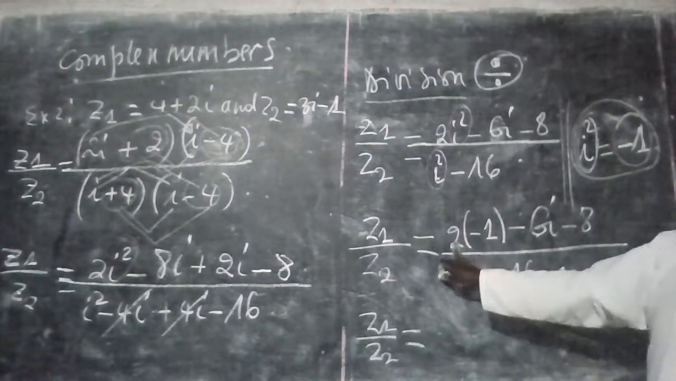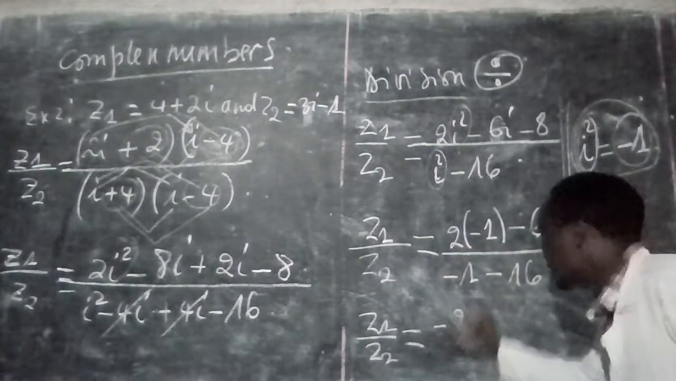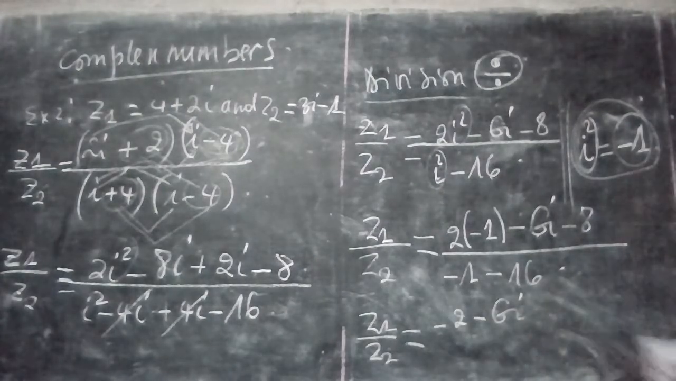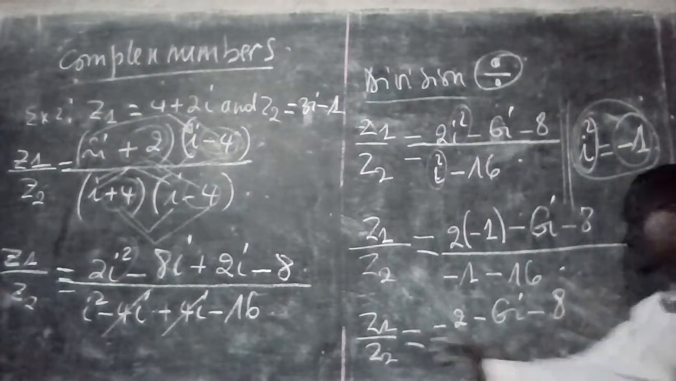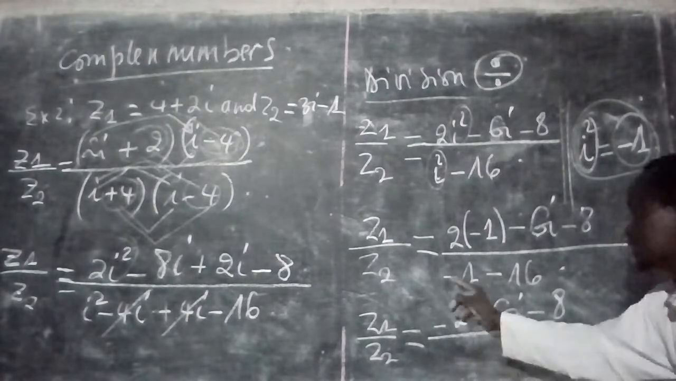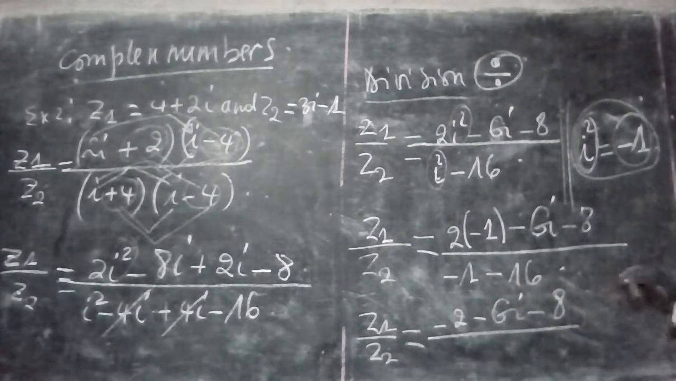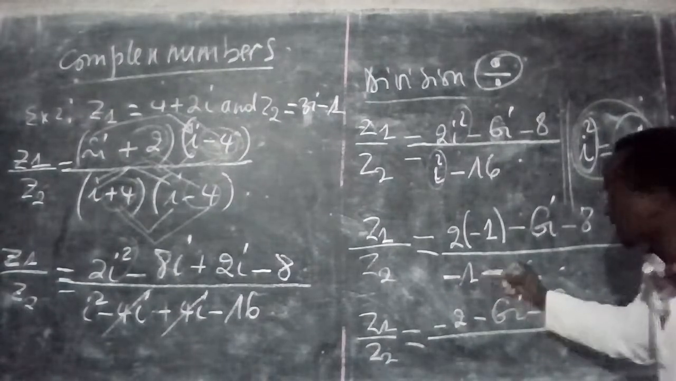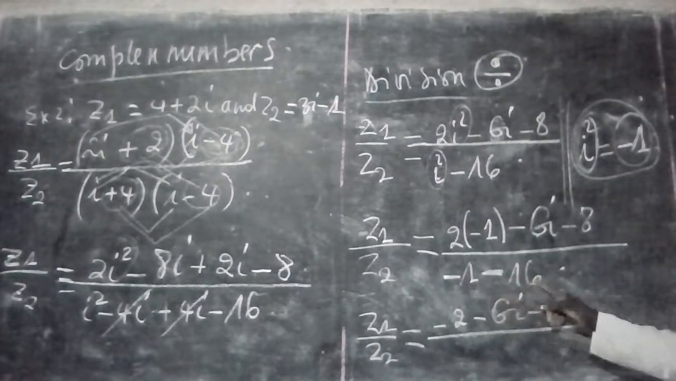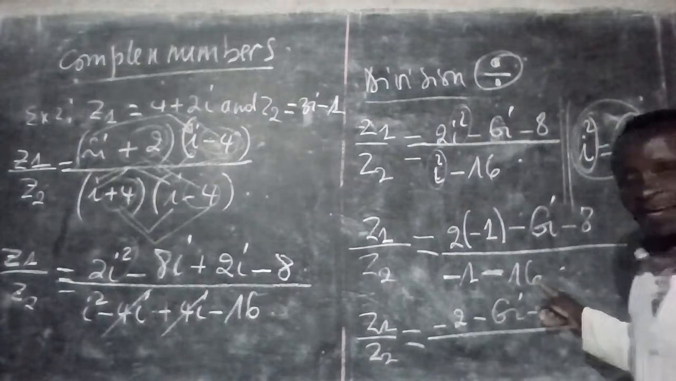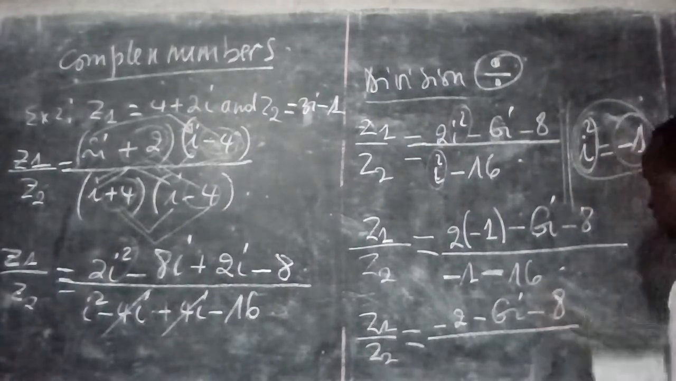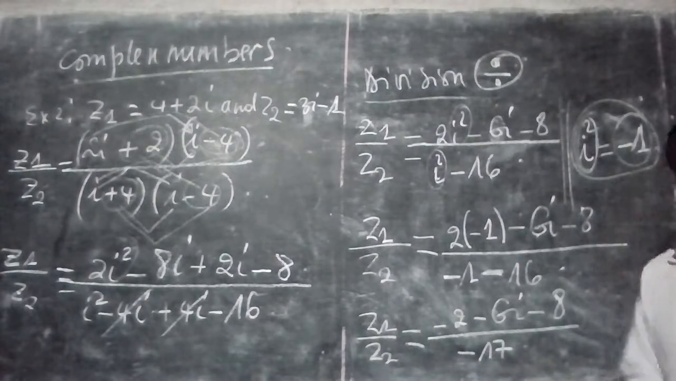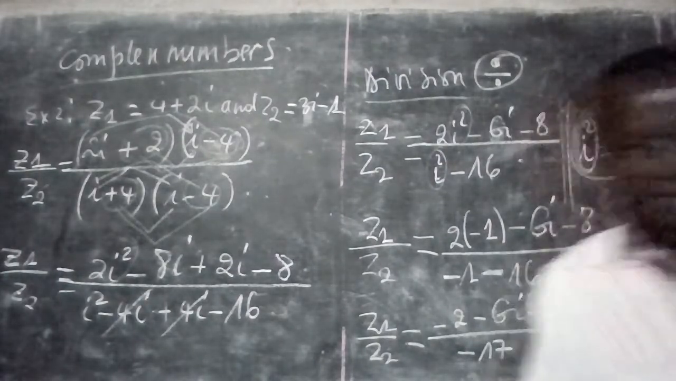Now finally, Z1 over Z2, it will be, we have to take this 2 times this minus 1, it is minus 2 minus 6I minus 8. Now over this and this one, we have minus minus. If we have 2 same signs, you have to add those 2 numbers and you write one sign from those 2 signs. We remain with minus 17. Yes?